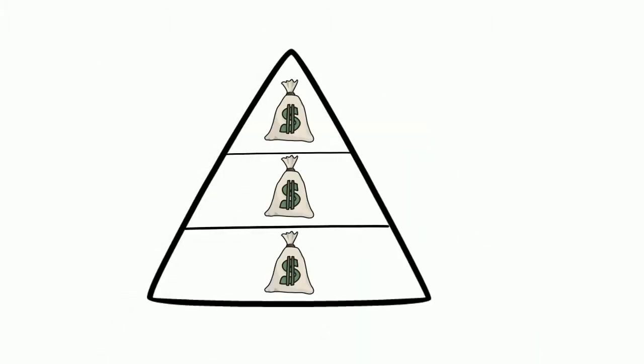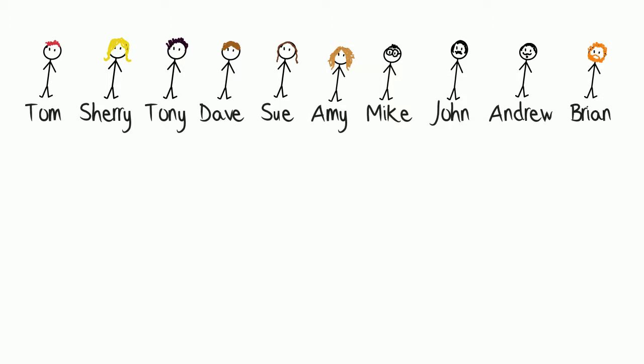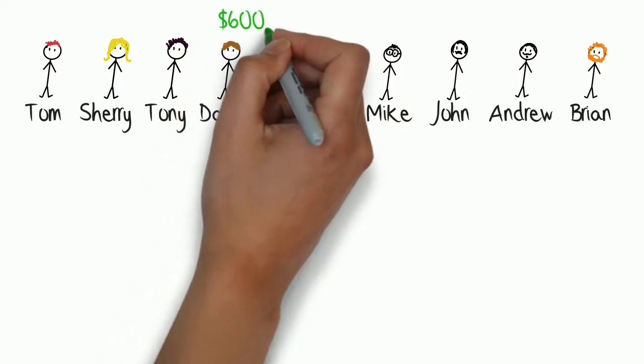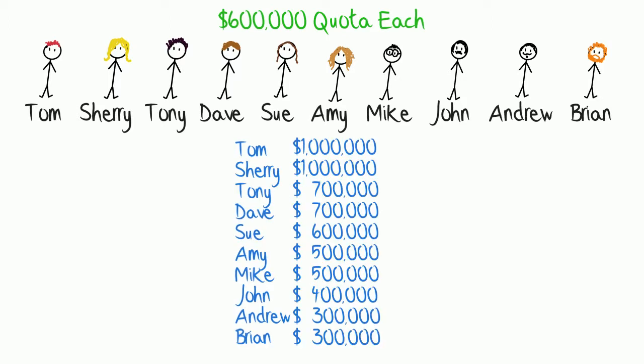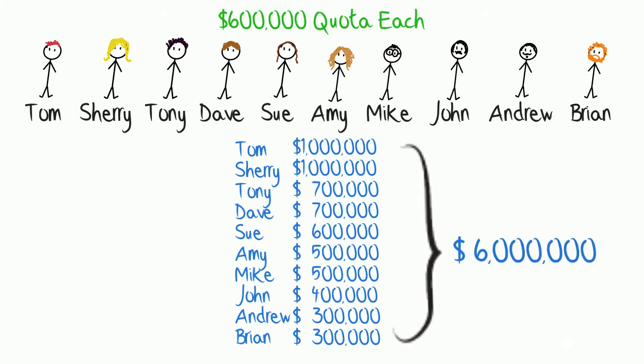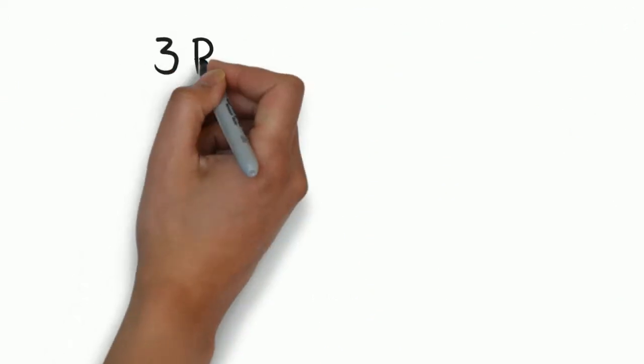But first, we need to find the right three levels and place a value on them. Taking this example, we have a sales team of 10 people and they each have a quota of $600,000. And here is their actual performance. As a team, we are 100% of our target, and it looks like we are aided by the overperformance of Tom and Sherry, and we are really feeling the pressure of Andrew and Brian.